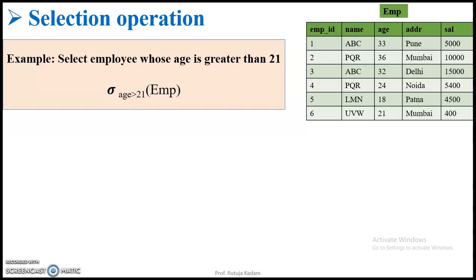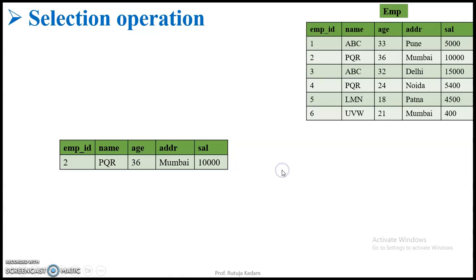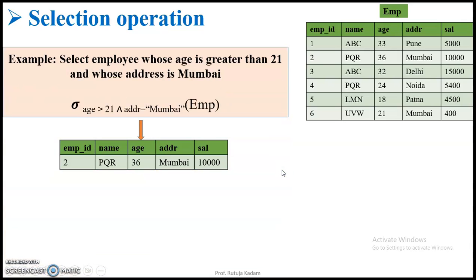Now let's say I have to display the employee details wherein their age is greater than 21. Now here these are the employees whose age is greater than 21. So the entire record details of these employees will be displayed as an output. So see, all the 4 employees whose age is greater than 21 are displayed as an output.